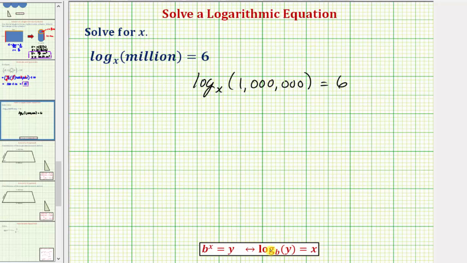For a quick review, log base b of y equals x is equivalent to b raised to the power of x equals y. So notice how b is the base, x is the exponent, and y would be the number. So in our case, the base is x, the exponent is 6, and the number is 1 million. So the equivalent exponential equation is x raised to the power of 6 must equal 1 million.